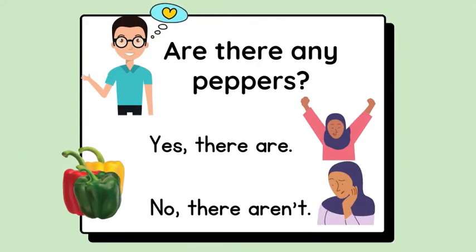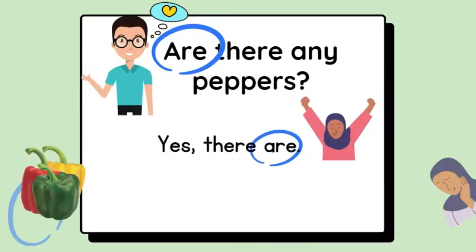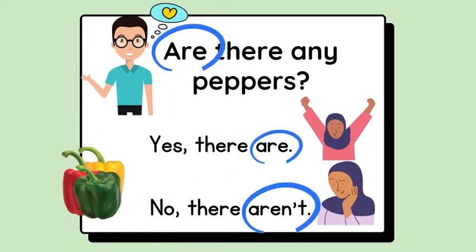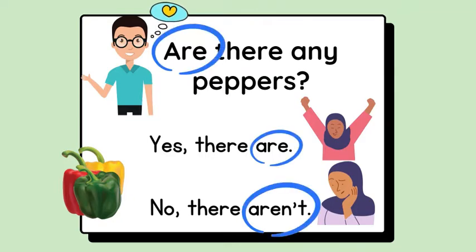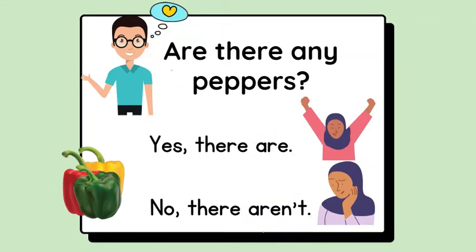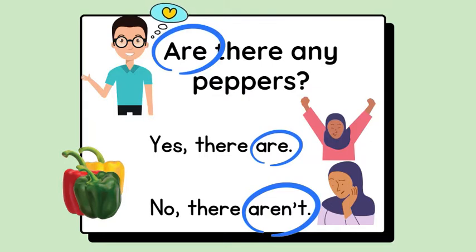Now let's look at the next example. Are there any peppers? Look at the responses. You may respond with either yes, there are, or no, there aren't. Look at the blue circles. When a question starts with are, then the response must use are or aren't. For example, as shown, the question starts with are there, and the responses are yes, there are, or no, there aren't.